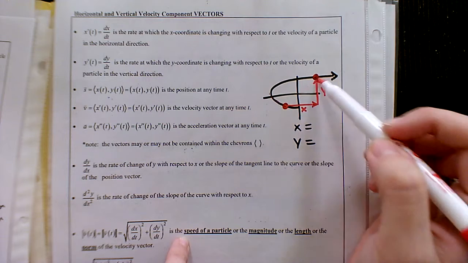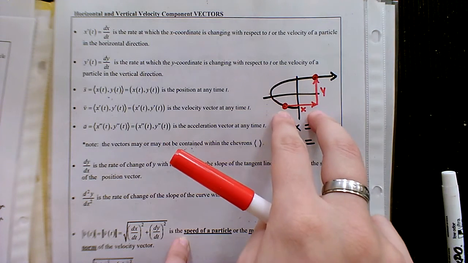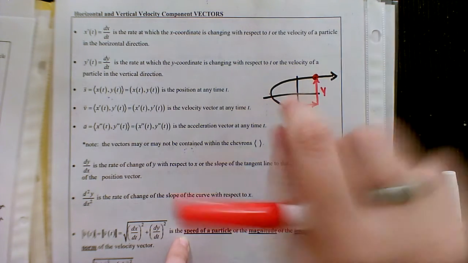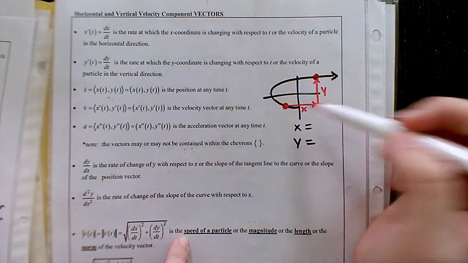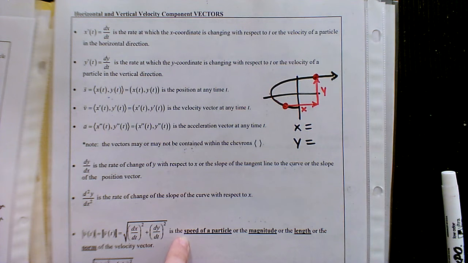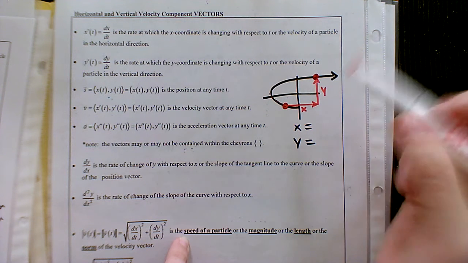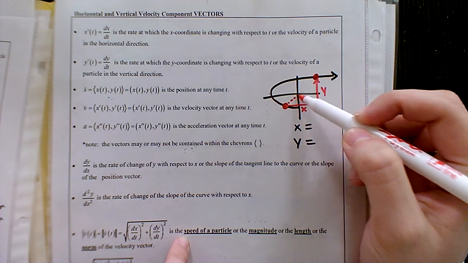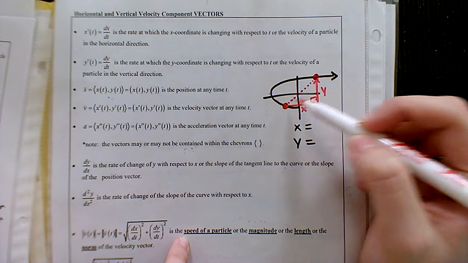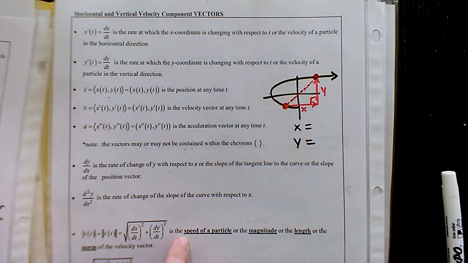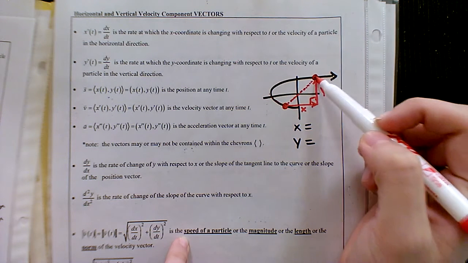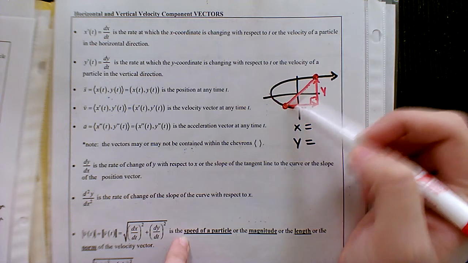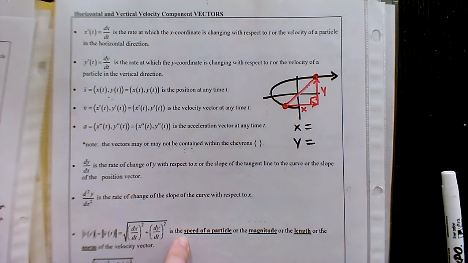So if it starts here and ends here, it had some horizontal change and some vertical change, even though it traveled along this path. Now notice how when you use vectors in this sense, because we're only looking at left and right and up and down, if we were to draw in the hypotenuse of this triangle, what would this hypotenuse represent? Can you give a name? Displacement. How far you are from where you started. Where it ended, where it started, this is the distance, how far you are. So that's your displacement.